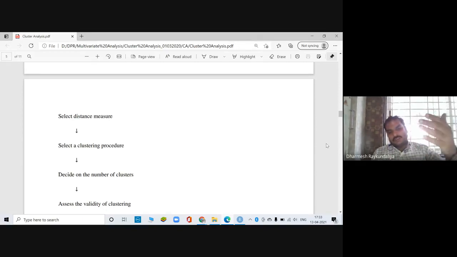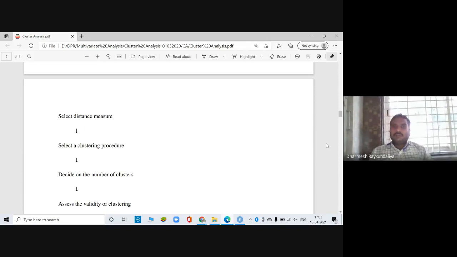First, you have to select the distance. Of course, when your data is qualitative, then instead of the distance matrix, you have to find the similarity coefficient matrix. If it is quantitative, you have to calculate the distance matrix. And as I said, there are various distances that we will see also.